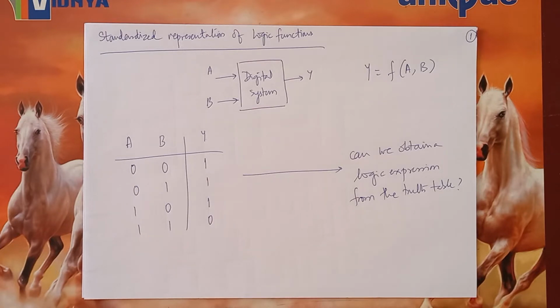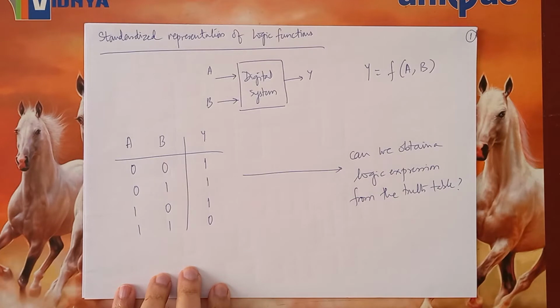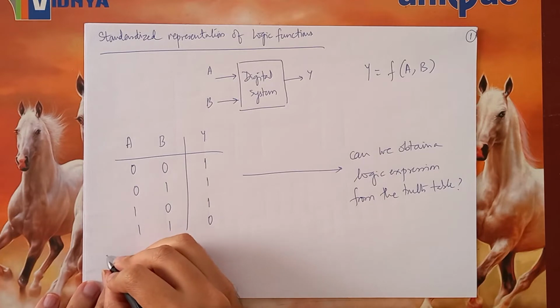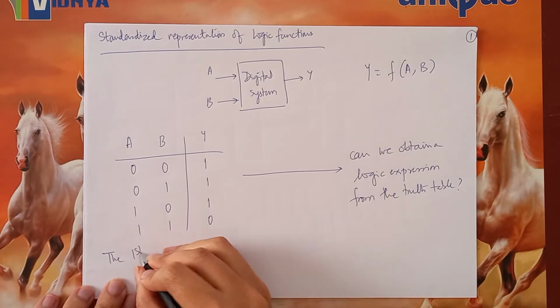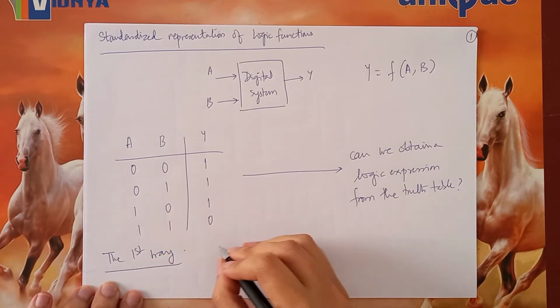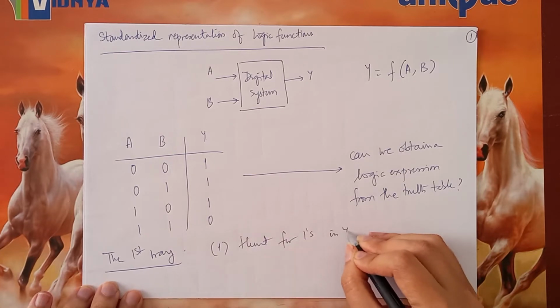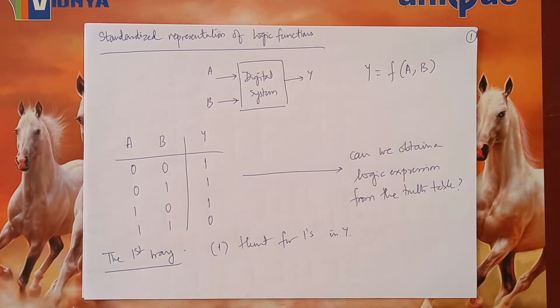There's a technique to do this. The technique lies in looking at Y as the first step. The first way, step 1, is to hunt for ones in Y. Look at the Y column and start hunting for ones. Now in the Y column, where are the ones? We have 3 ones over here.